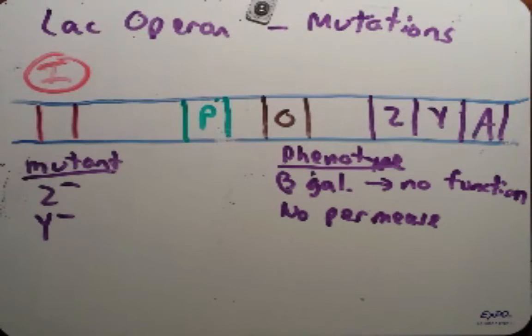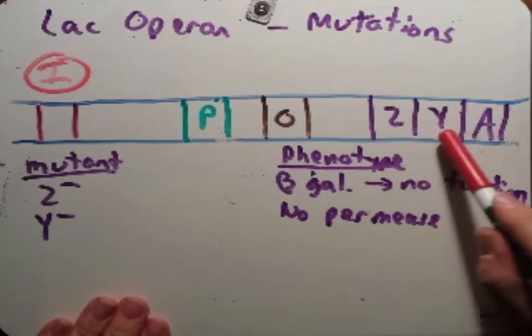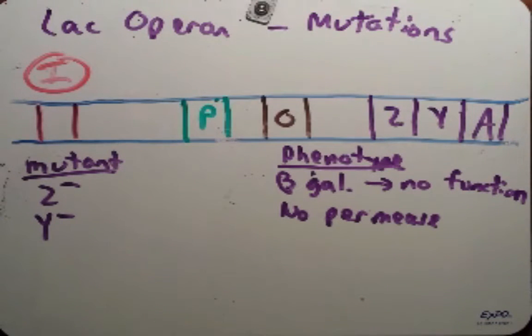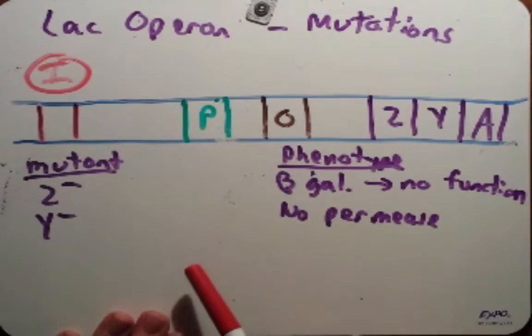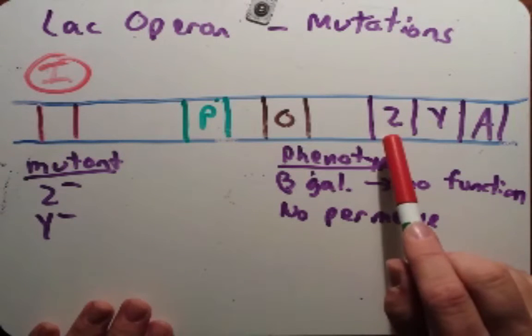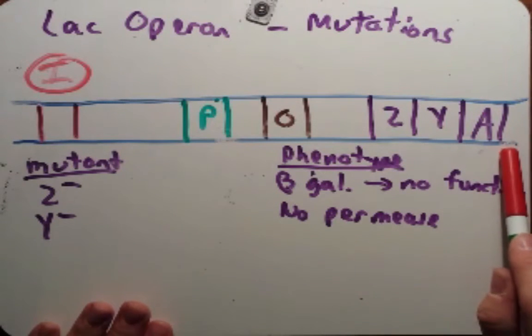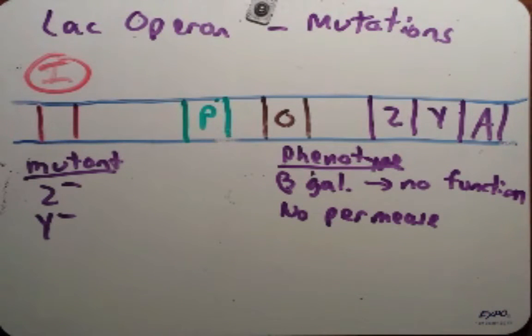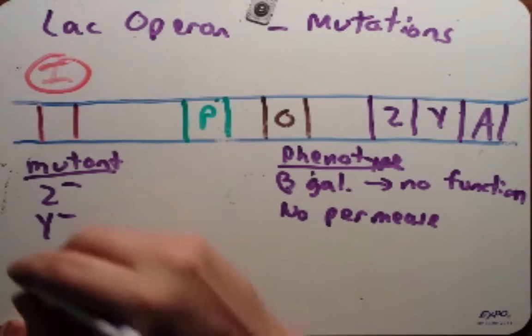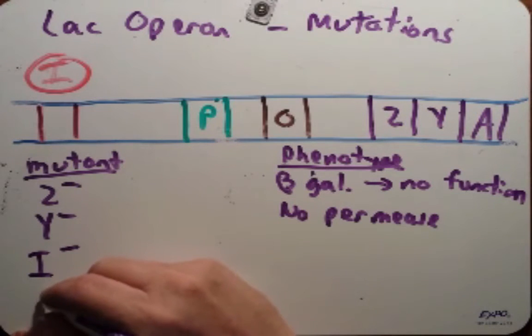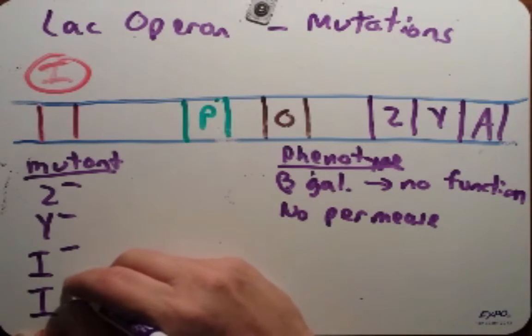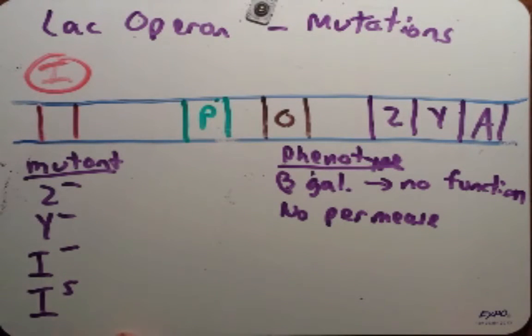Before we move on though, let's look at our operon here. When we say Z or Y is mutated, what we're saying is that the operon can still be repressed by this inhibitor. It can still be pulled off, and you can still make the messenger RNA, but the proteins that are made will not be functional. Let's look at two other mutations now. The first one is I minus, and the next one is I with an S as a superscript. These both involve mutations in the inhibitor.